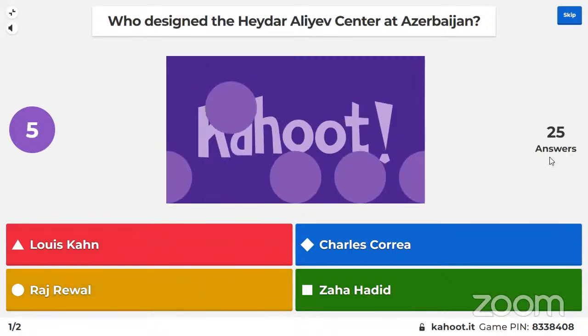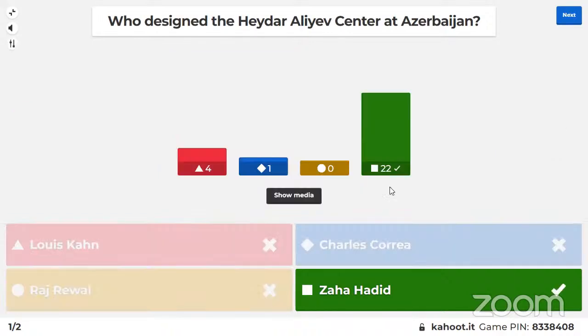Left side you can see the timer. Right side you can see how many have attended the question. Time's running. All right, time's up. So Zaha Hadid is the correct option. Let's move on to the scoreboard.